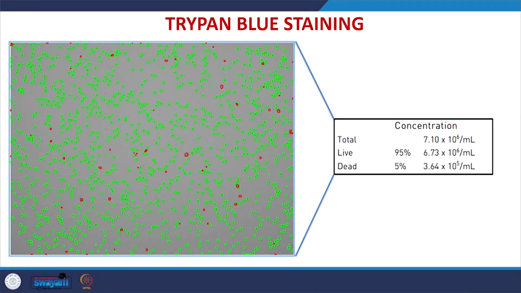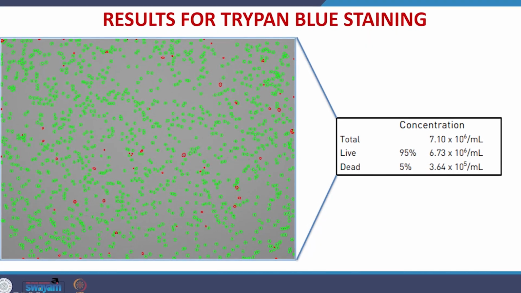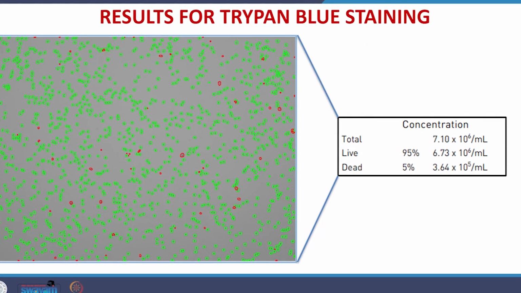So from this data, you can clearly understand the percentage of live cells and dead cells. Here the live cells are represented in green and dead cells are represented in the red color by the software. So here the live cells are 95% and the dead cells are 5%. Here you can see there are approximately 67 lakhs live cells present per ml.